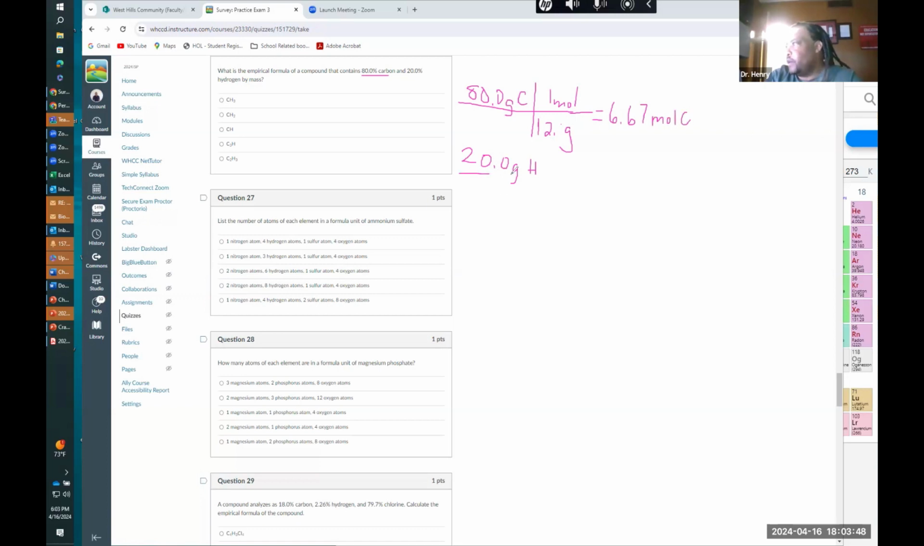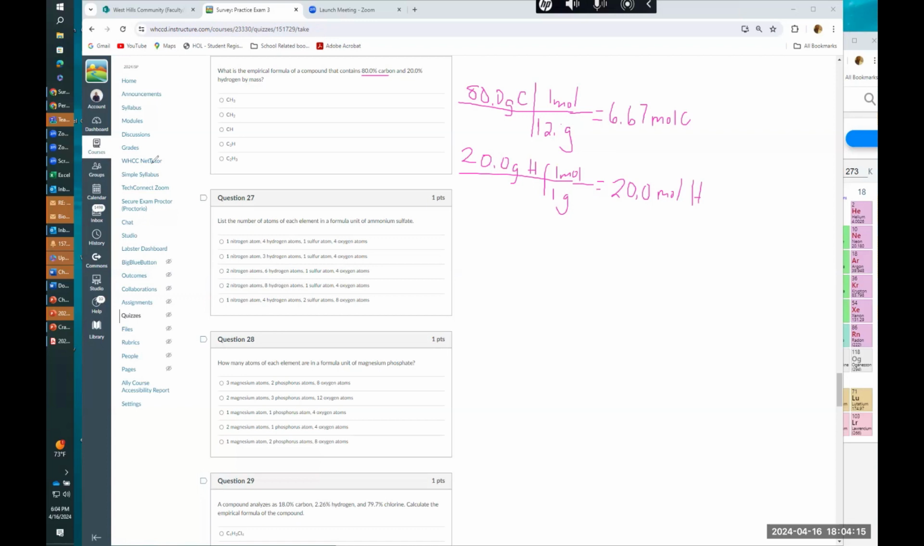And then we divide this one by 1, because it's approximately 1 gram per 1 mole. So then that's going to be 20 moles of hydrogen. Then you take the one that is the biggest value and divide it by the one that is the smallest value.